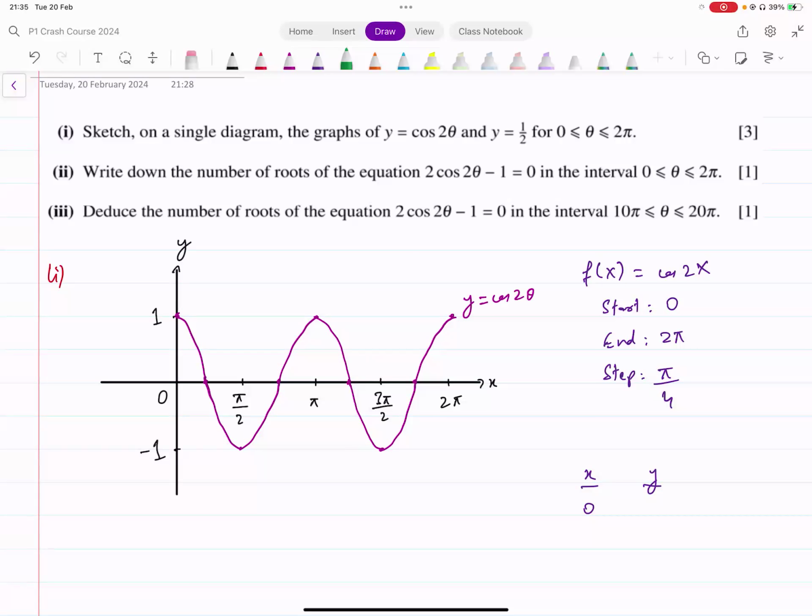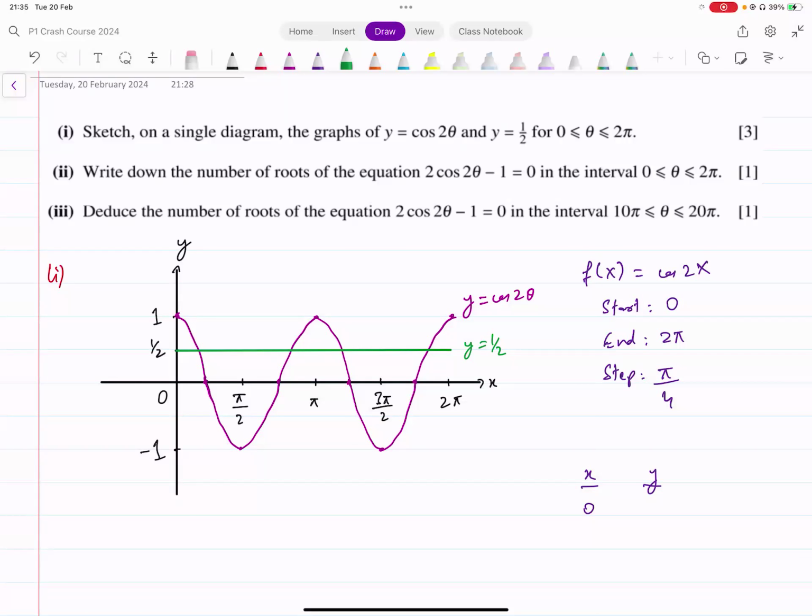Okay. Then y equals 1 over 2. That's just supposed to be a horizontal line at 1 over 2. This point is 1 over 2. You draw that line for the same interval from 0 to 2 pi. This is y equals 1 over 2. And you make sure that you label these points as well. Labeling is important. Okay, so you have to label these graphs properly. And that's what you have to do in the first part.